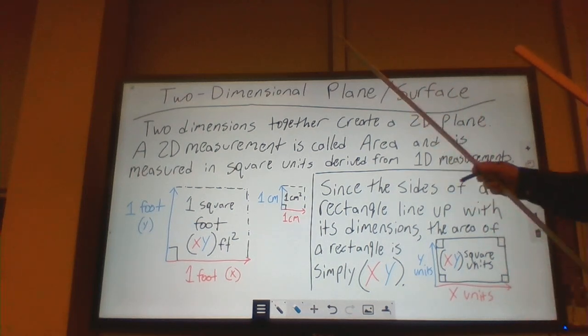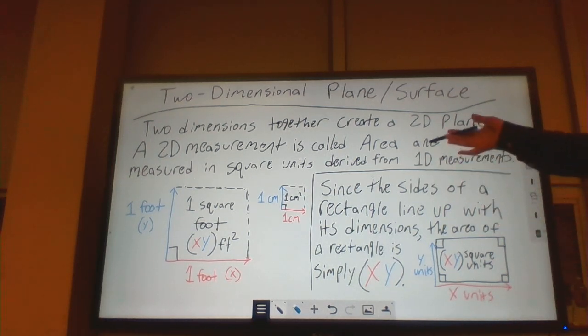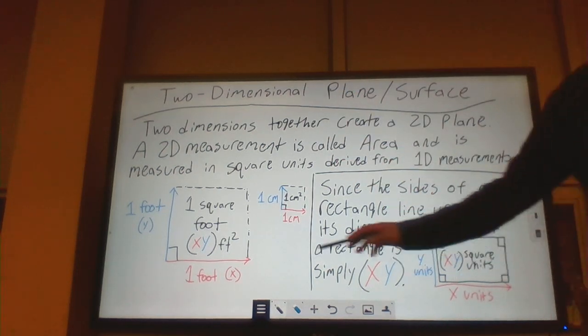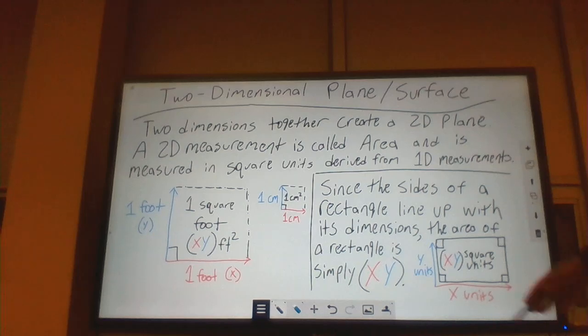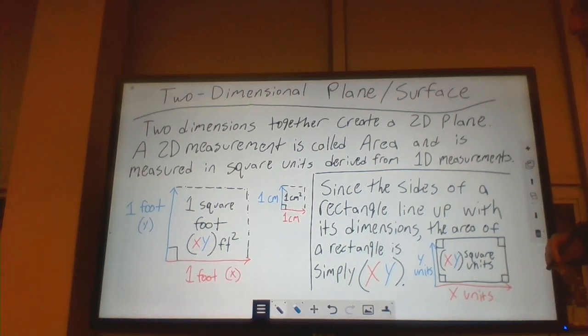Speaking of which, two-dimensional planes or surfaces. Two dimensions put together create a 2D plane. This screen is an example of a 2D plane. It has a width and it has a height. It's two-dimensional. Even though the actual clear touch, if I were to turn it, you'd clearly see that it's a three-dimensional object. The screen itself is only two-dimensional.